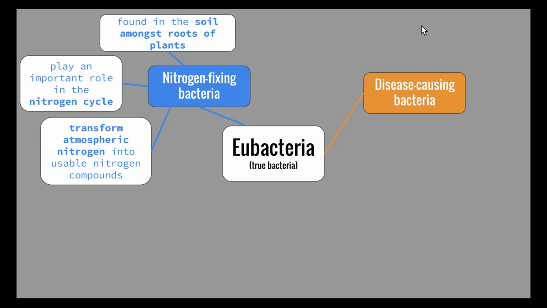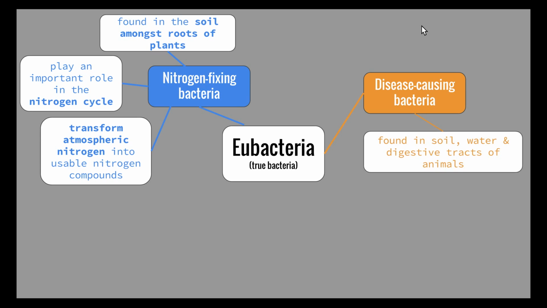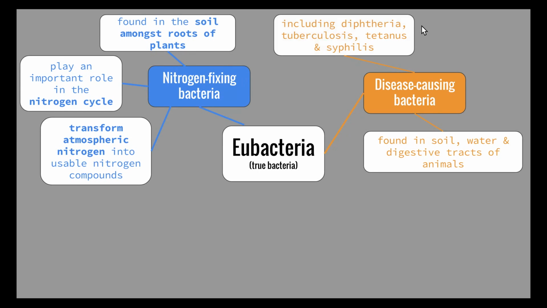The next group are our disease-causing bacteria, and these are probably the ones that when we think of bacteria, we think of most commonly. Now, disease-causing bacteria are found everywhere. They're found in the soil, in the water. They can be transmitted through the air. They can be found on surfaces, and they can also be found in the digestive tracts of animals. So a couple of diseases that are caused by bacteria include diphtheria, tuberculosis, tetanus, and syphilis, all quite unpleasant diseases that you probably wouldn't really want to get.